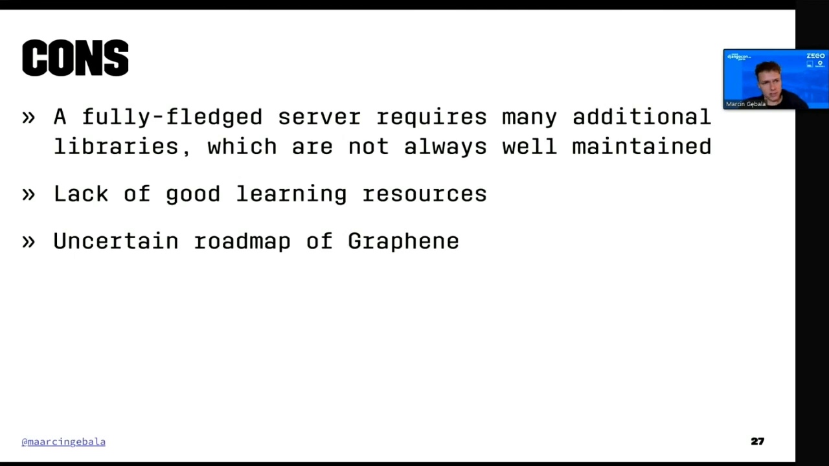Also, there are some cons here. First of all, a fully fledged server requires many additional libraries, which are not always well maintained. As you saw, we need to use an additional library for JSON Web Tokens. There are also libraries for file upload, for some abstractions and utilities. So there are many libraries in this ecosystem, and some of them are not really good, in my opinion. Some of them are rather small packages.